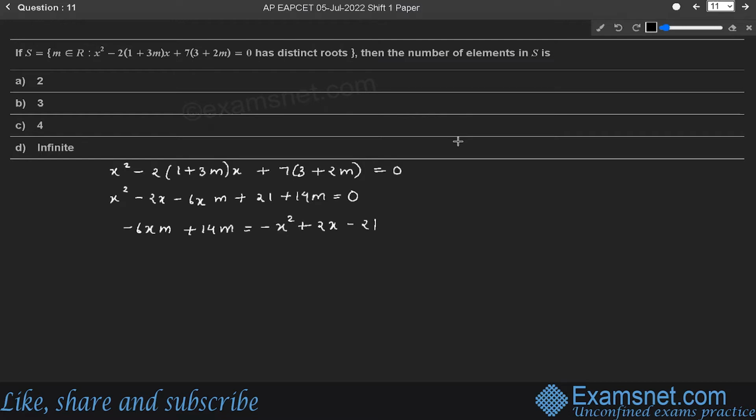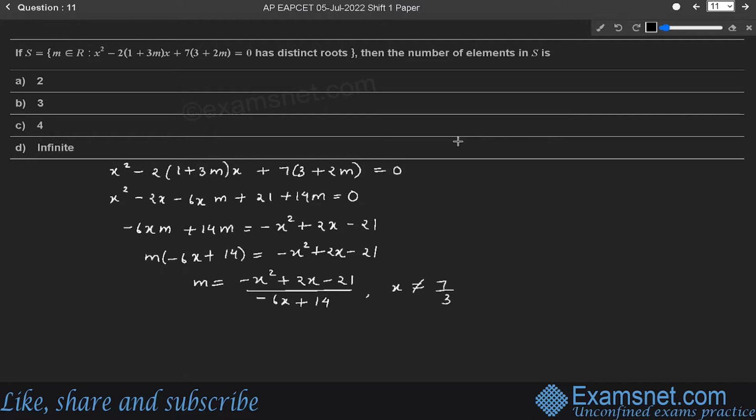Now taking m common, it will be minus of (6x + 14) equal to minus (x² + 2x - 21). So m will be equal to minus of (x² + 2x - 21) divided by minus of (6x + 14). And here x is not equal to 7 by 3.